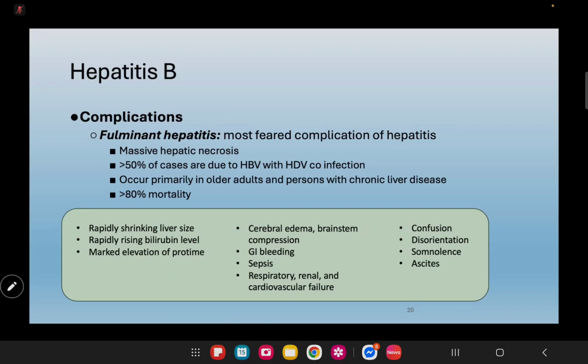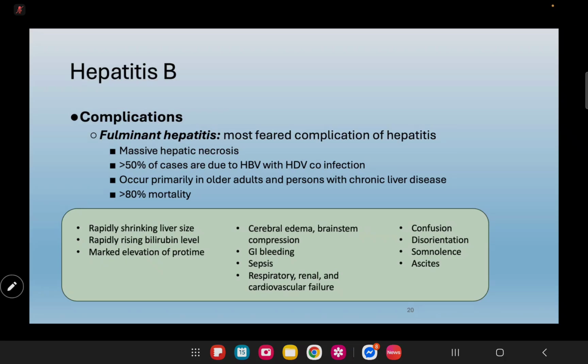More than 50% of fulminant hepatitis cases are due to hepatitis B and hepatitis D co-infection. This occurs primarily in older adults and in patients with chronic liver disease, with a mortality rate exceeding 80%. Imagine the very high mortality rate, 80%, especially if there is co-infection with hepatitis D virus.